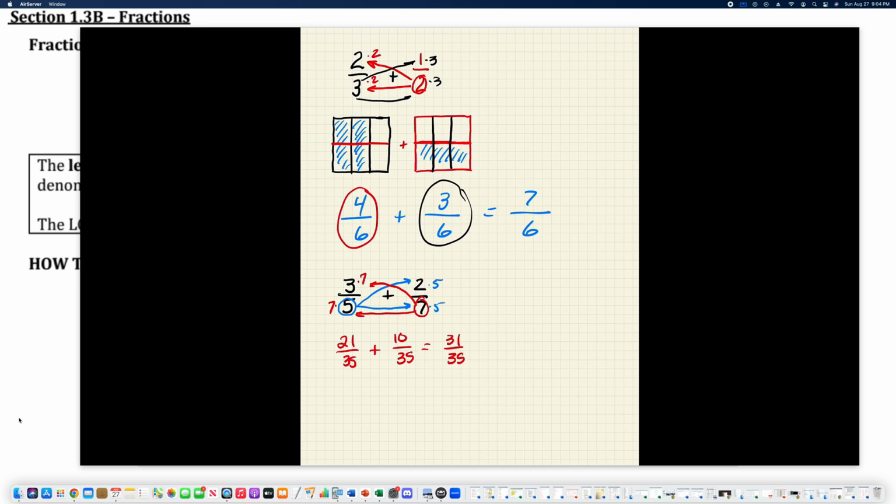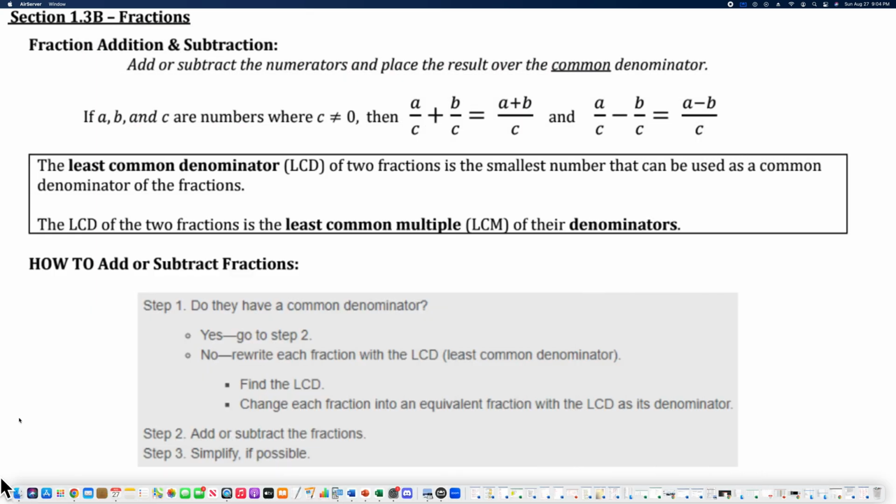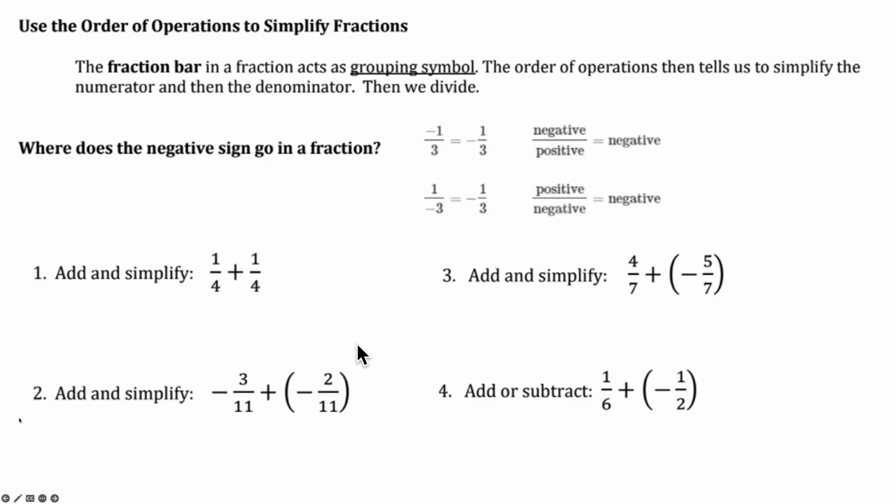And what I like to do, a lot of times when I do this, is I just write one big 35 and go 21 plus 10 and get 31 over 35. If you want to write 2 denominators, you can. I'm always looking to save time when I do this. All right, so let's follow that pattern. Let's look at some examples and work through them.